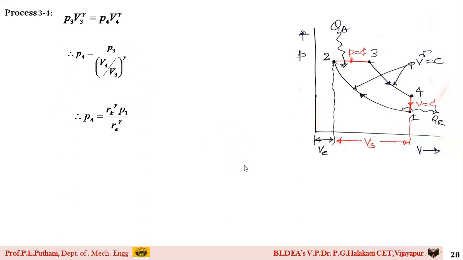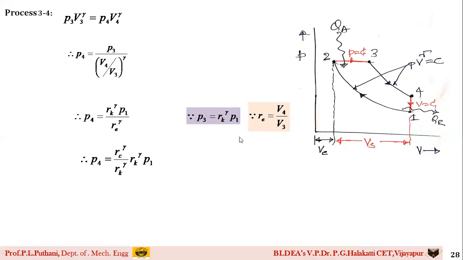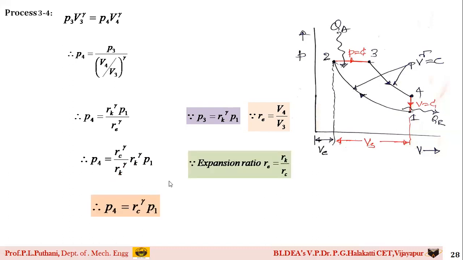So therefore I can write it like this. I have written this term because P3 is equal to Rc raised to gamma into P1, where Rc is equal to V4 by V3. Here, if you observe carefully, I can write Rc raised to gamma in this form. Now, this gets cancelled, this gets cancelled, which means my final equation P4 is nothing but Rc raised to gamma into P1. So students, I have found out P2, P3, P4 in terms of P1.